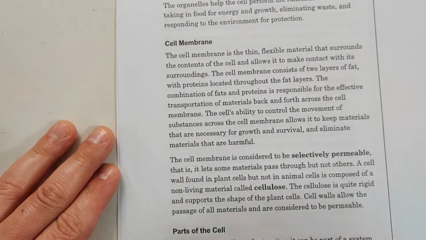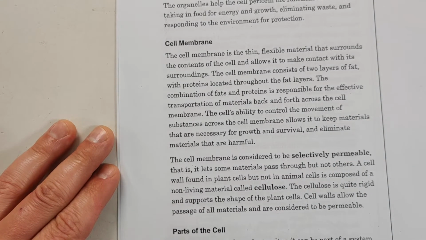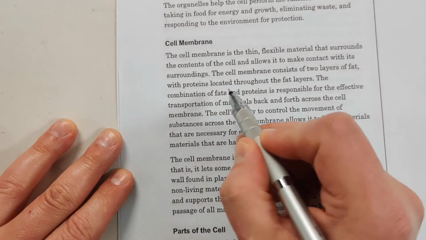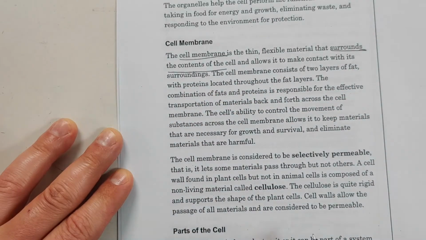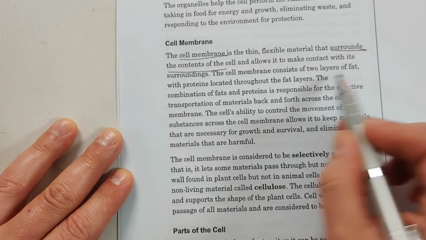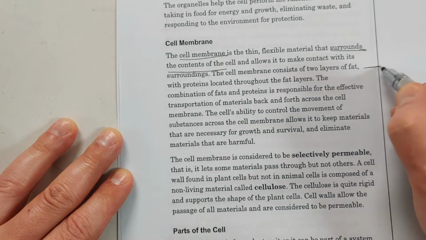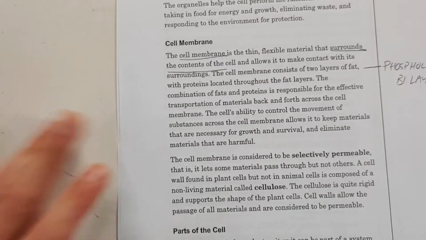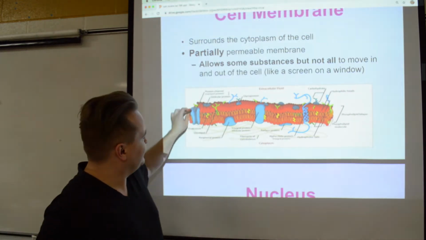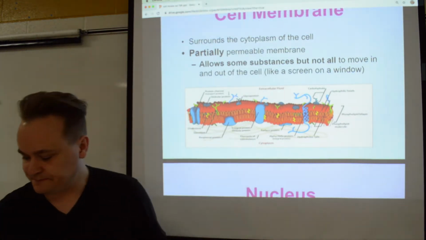Maybe pause it, give it a read, and then I can tell you what's important. What you need to know is that the cell membrane surrounds the contents of the cell. You don't need to know that it consists of 2 layers of fat. That's called the phospholipid bilayer. It's kind of cool to know, but not too crazy to know, right? You can go to the diagram that I showed you before, right? That's kind of how a cell membrane is made right there. You can see 2 layers of fat with these different proteins in it.